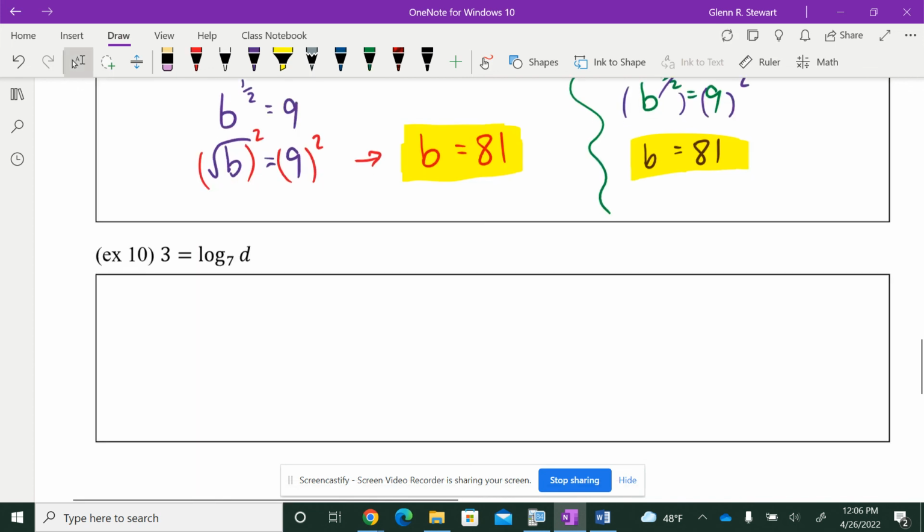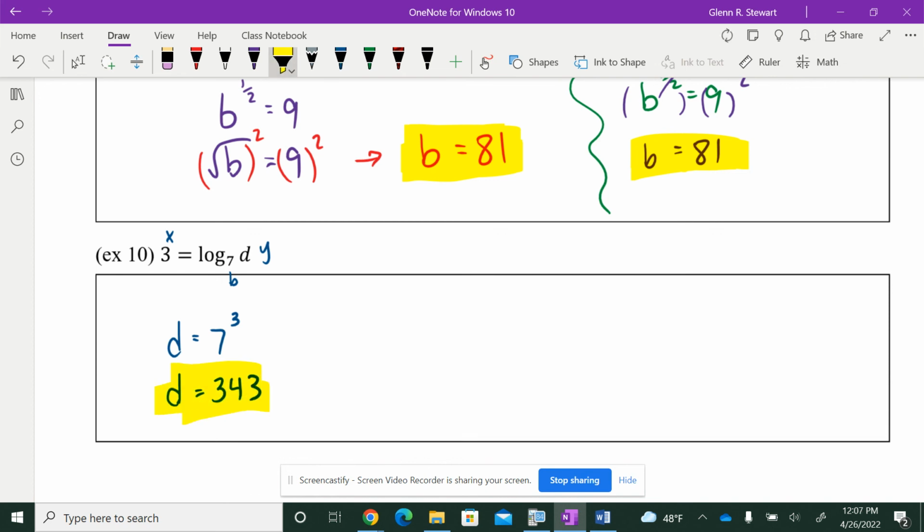Last example that I have for you today. Again, I'm going to label everything. So my 3 is my x, well, mislabeled. 7 is my b, d is my y. So I'm going to have d is equal to 7 cubed, which in this case is a nice one because you can plug that right into your calculator. 7 cubed, I believe you should get 343 for your answer. And that's all I've got for you for today's lesson.